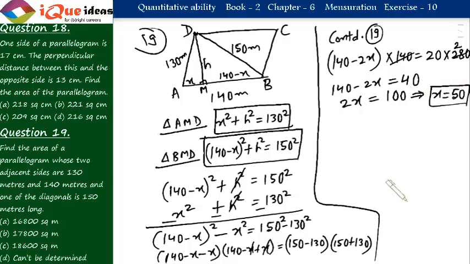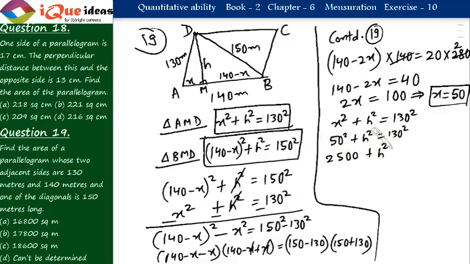Now put this 50 in the first equation to find the value of h, right? The first equation was x square plus h square is equal to 130 square. Now x is 50, so 50 square plus h square is 130 square. If you remember the triplet of 5, 12, 13, you can straight away say that h is equal to 120, or you can calculate also. Now 50 square is 2500 plus h square, 130 square is 16900. So if we subtract, h square would be equal to 14400. From here we get 144 is square of 12, so h is equal to 120.